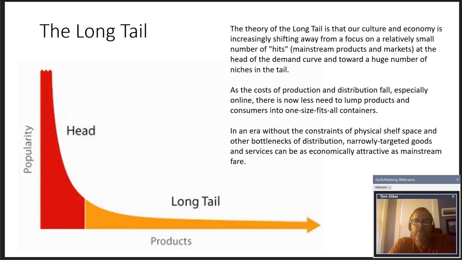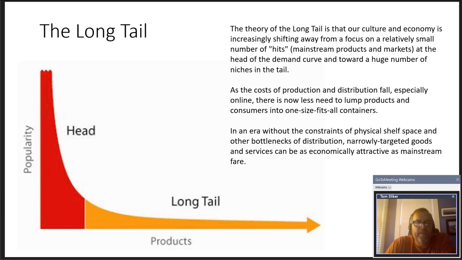All right, we're going to talk a little bit more about this concept of the long tail. The long tail I explained, I believe it was last week, where the idea is, I'm just going to read this sentence here: our culture and economy is shifting away from a focus on a relatively small number of hits toward the head of the demand curve and toward a huge number of niches in the tail.